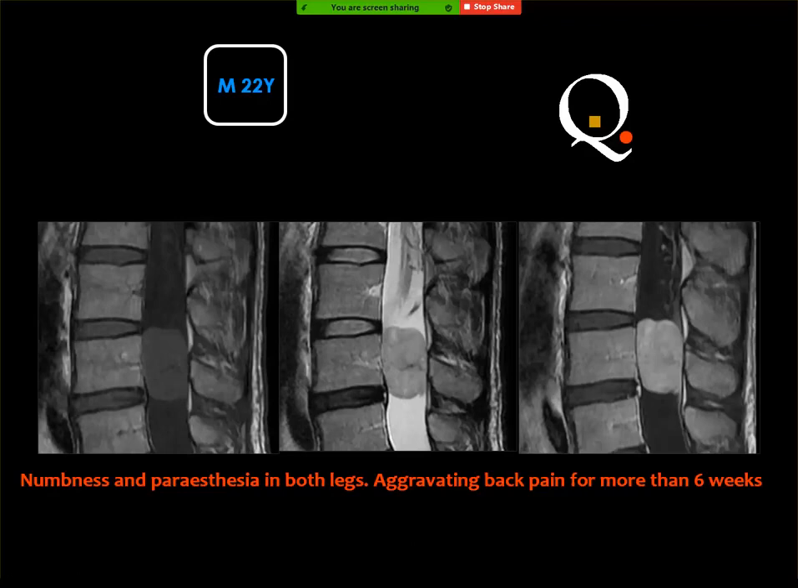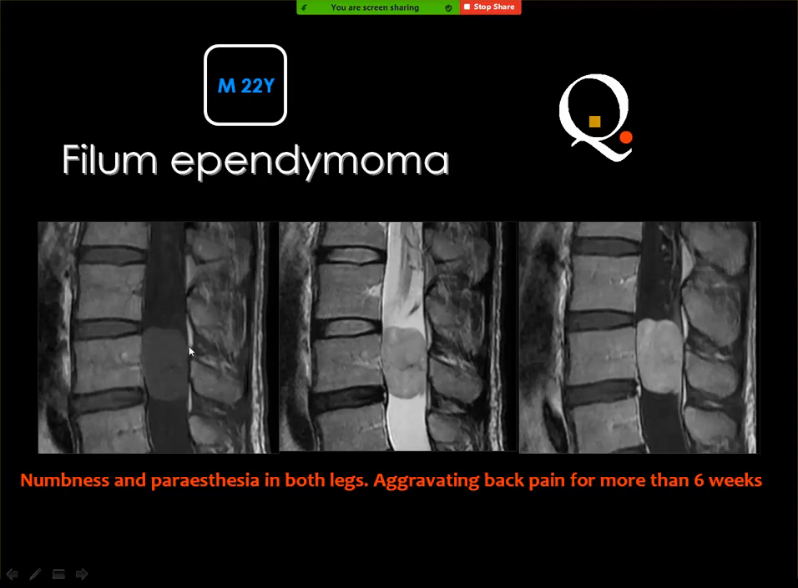The intermediate lesion. Yes, it's lipoma. Intramural lesions. Intradural lesion. Yes. Intradural. Lipoma. Meningioma. And this is filum ependymoma.